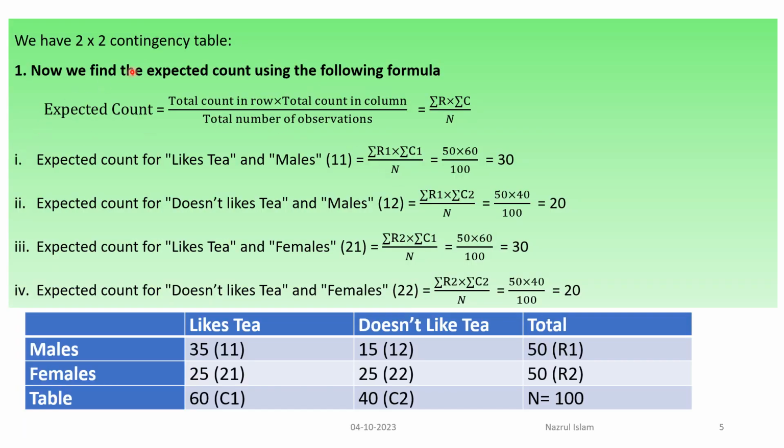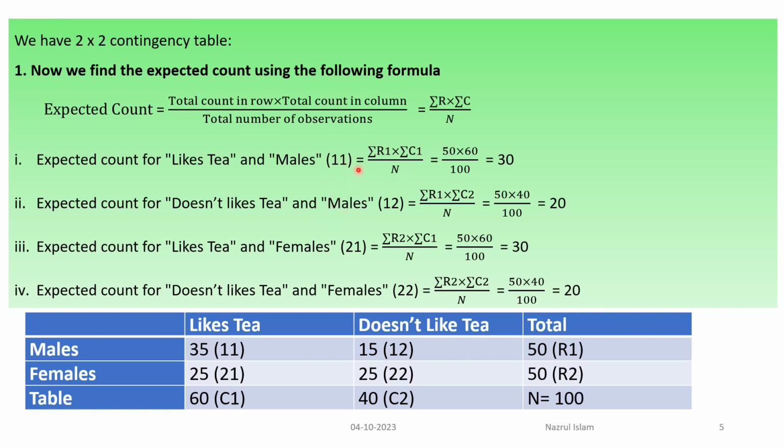Like the other chi-square tests, we will discuss here how to determine the chi-square value. Using the formula, summation of row multiplied by summation of column, divided by total observations, that means n, we will get the expected count for likes tea and males, by using this formula: summation R1 multiplied by summation C1 divided by n.